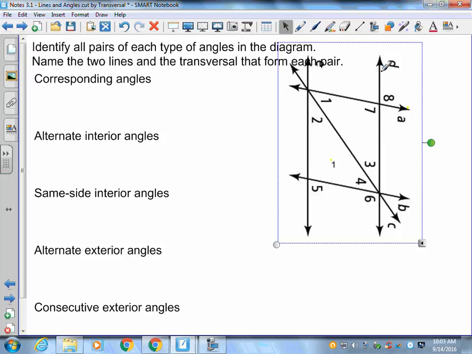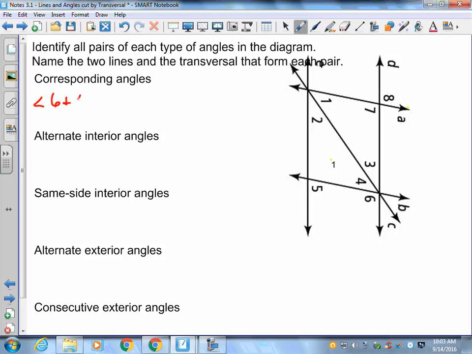Here's 8 in the top right. Is there something in the top right on this one? Here's 7 in the bottom left. Is there something in the bottom left? So I went around and looked for corresponding, and I only found one set of corresponding angles: angles 6 and 7. Which lines are 6 and 7 touching? Okay. So angle 7 is touching D and A, and angle 6 is touching B and D.